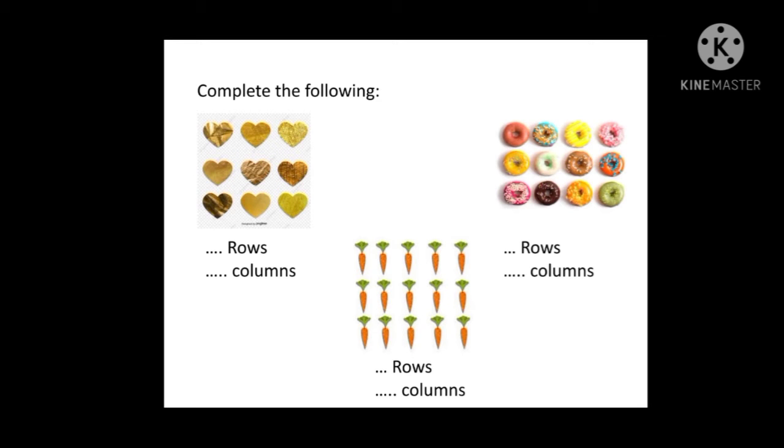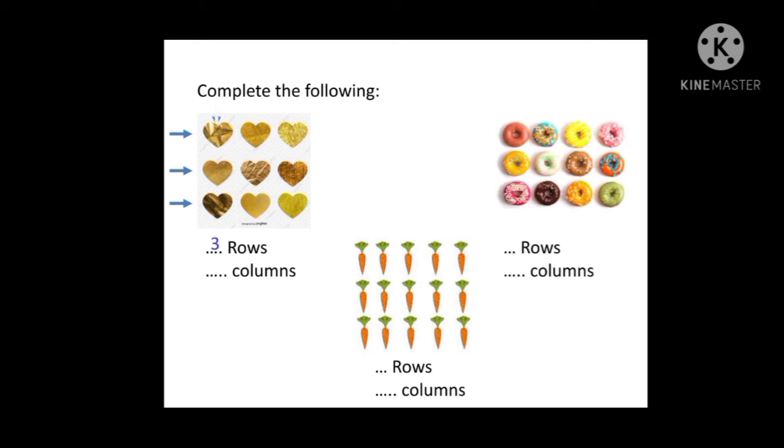Complete the following. He asked me here, how many rows, how many columns? I told you the rows, it will be horizontal, but the column, it will be vertical. By the way, the row, it will be sleeping, and the column, it will be standing. How many rows here? Count with me. 1, 2, 3. I have here 3 rows. Write 3. Now he asked me, how many columns?